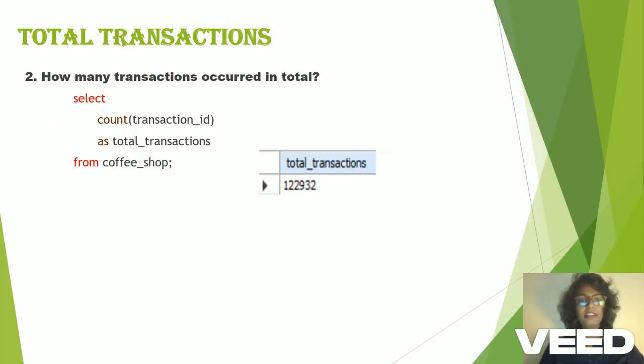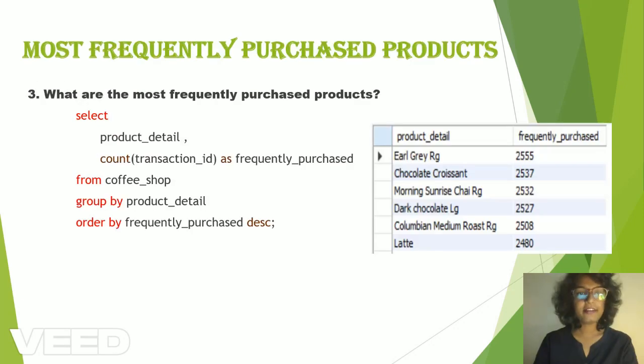Question number two: how many transactions occurred in total? To calculate the total transactions, we have to count the transactions. Here we get 1,22,932 transactions in total.